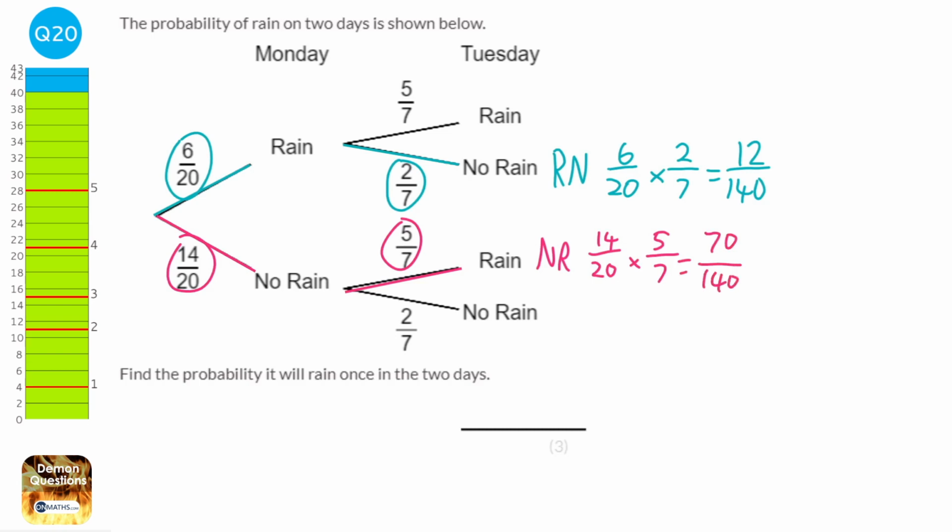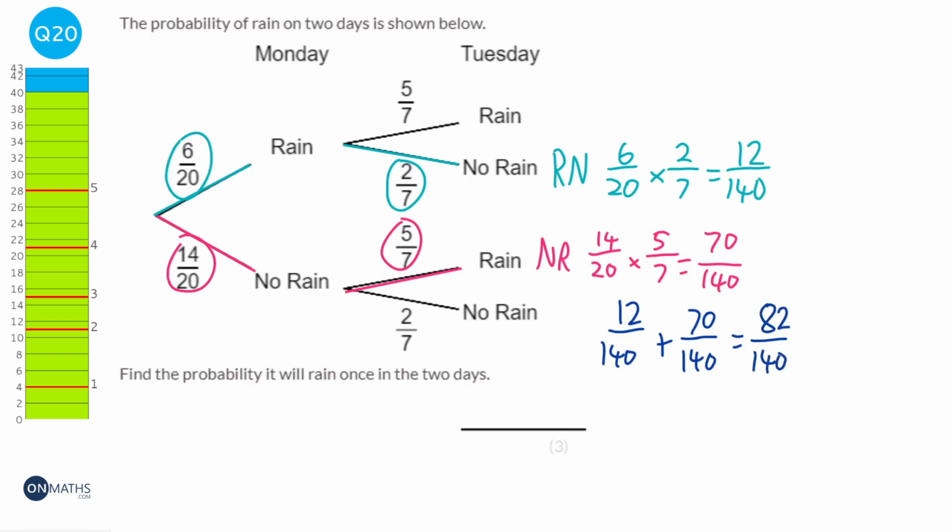Now we're looking for the probability it will rain and not rain, or not rain and rain. The word "or" in probability means add. So we're going to get that 12 over 140 and add it to the 70 over 140, and that will give us 82 over 140, and then we can cancel that down to 41 over 70.